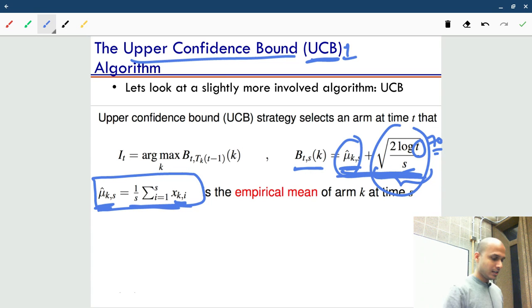So what was S? S is the number of times you showed this particular arm. For the Kth arm, if you showed it 20 times, then S is 20. And for the second arm, if you showed it 50 times, S is 50. Shouldn't this be a function of K? Yes, it has to be a function of K. Good point.